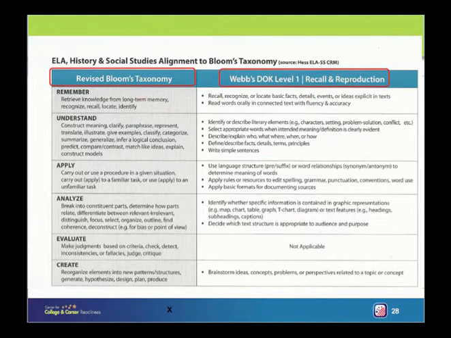revised Bloom's taxonomy, look at the evaluate row. In Depth of Knowledge level 1, there really is no evaluation. So you have to remember that this is not just a row by row comparison. Depth of knowledge is different from Bloom's taxonomy. So as you're looking through your flipbook, you really want to make sure you are paying attention to how these different things are different.